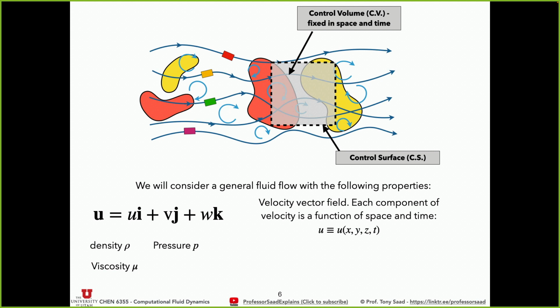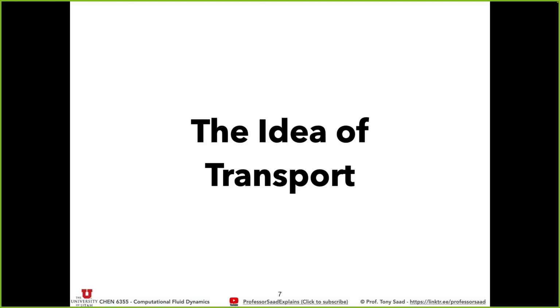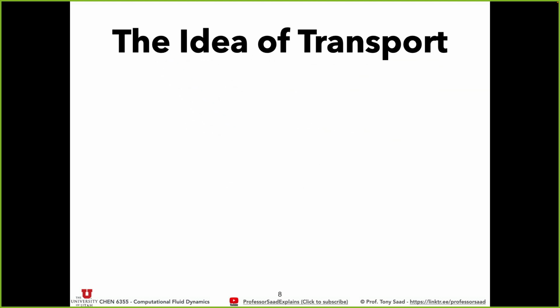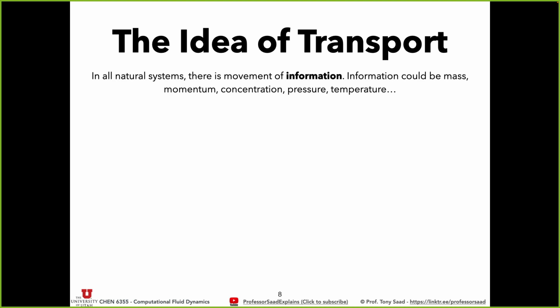So here's how we're going to derive the equations today. Try to pull it off in 1 hour. The idea of transport: in all natural systems, there is movement of information. This information could be mass, could be temperature, could be concentration, could be sound, could be electromagnetic waves, could be light. It's just information. Information is an umbrella to everything. Now, different pieces of information, some of them are related to matter, some of them are not matter. They're actually waves. They don't need a physical space to transport. But it's still the same idea, this idea of transport.